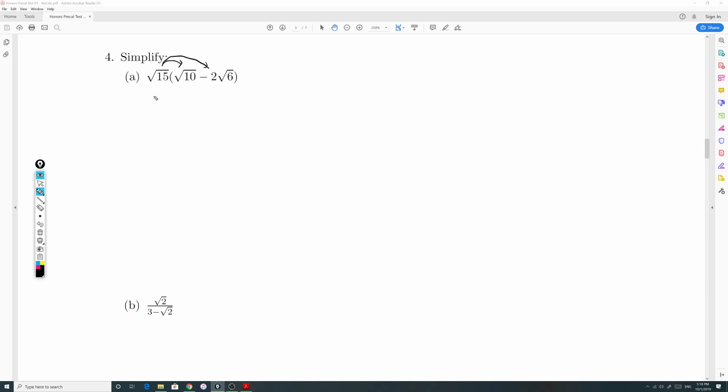So 15 times 10, rather than thinking about the number 150, I'm just going to think about factors. Well, 15 is 3 times 5, and 10 is 2 times 5. And for that second arrow, the distributive property, same thing. 15 is 3 times 5, and then 6 is 2 times 3.